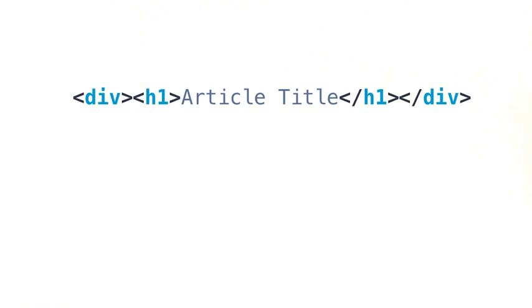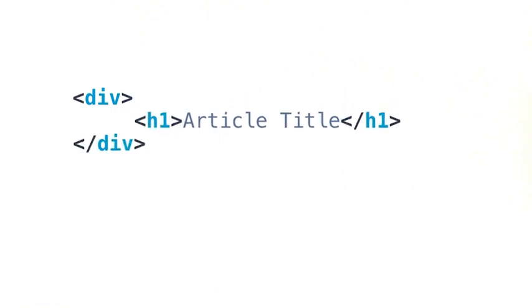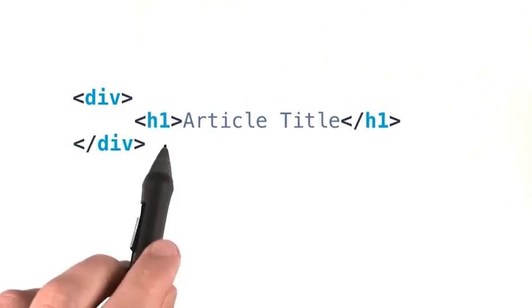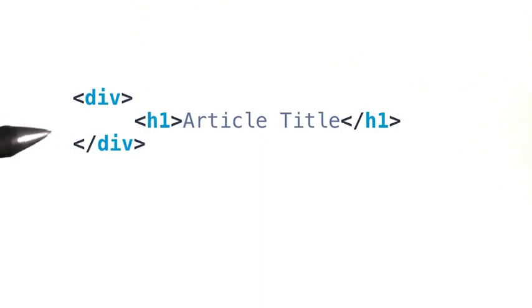Here, let me reorganize to make it a little bit clearer. I've moved the h1 to its own row and I've tabbed it in. This makes it really clear that the h1 belongs to its parent div. You can see that the h1 comes between the opening and the closing div tags. You'll need to use this same format when you're writing HTML.